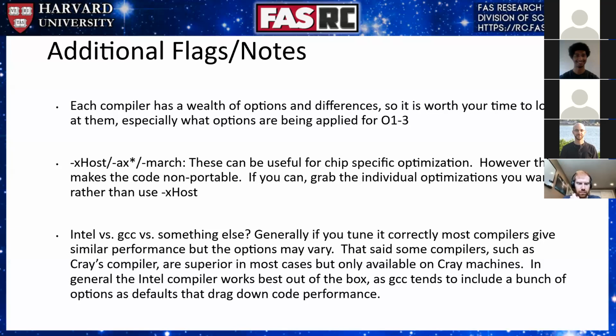So if you just want a compiler that's just going to work and work well, Intel is the way you want to go. GCC tends to include a bunch of options as default that drag down code performance. As you saw, GCC runs at -O0 as its default, which is kind of crazy. It also has a bunch of debug flags turned on by default, which is not great. So you want to make sure that if you're running GCC, you include the correct options. If you're running Intel, you can just run it out of the box and it'll work fine. It usually makes pretty reasonable assumptions right out of the box.